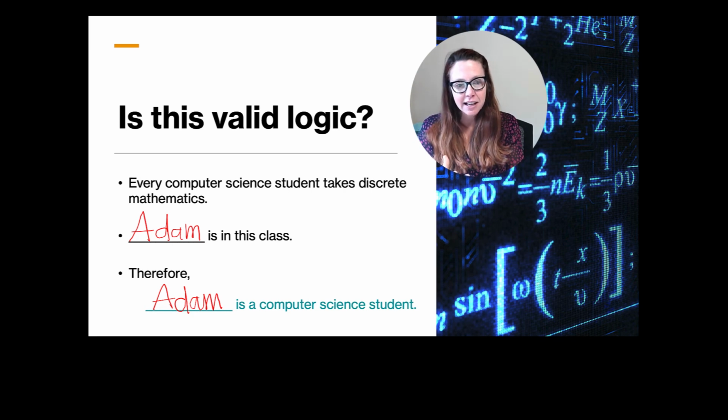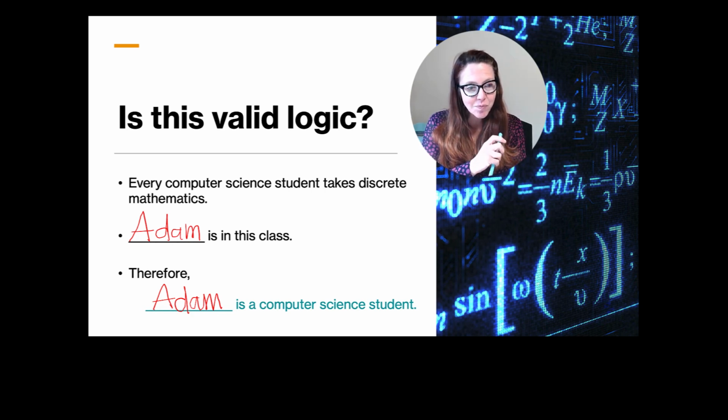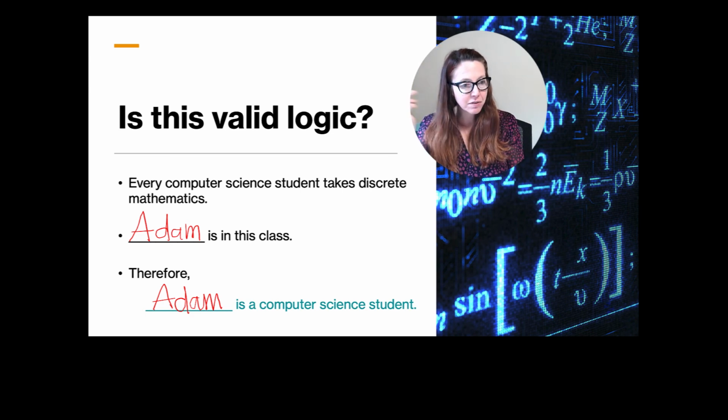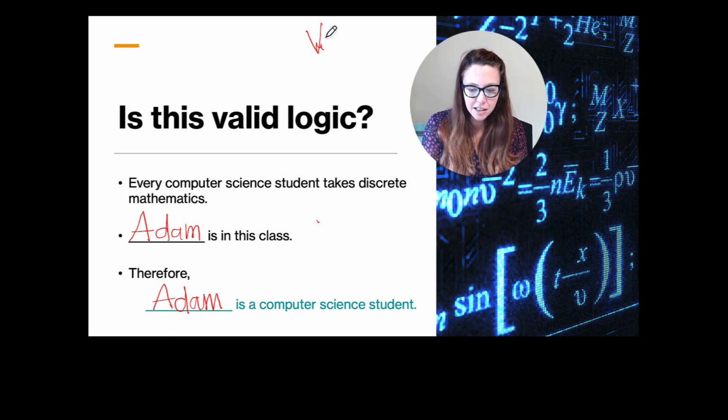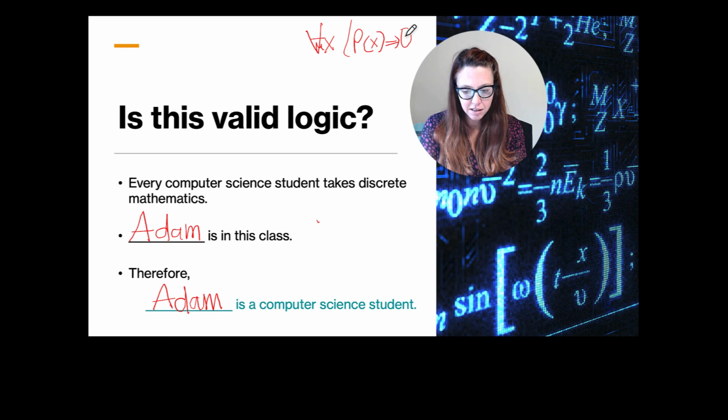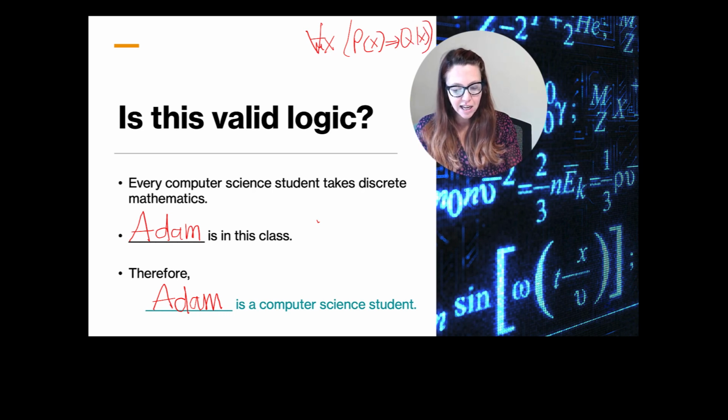All right, so is this valid logic? Why is it, for those that said no, why do you think it's not? Implication can't go backward. So this looks a lot like one of the fallacies that we've looked at before, right? So what we have is something like for all X, P of X implies Q of X. Every computer science student takes discrete mathematics. What does this one say? If you assume the class is discrete mathematics, what does that actually say? What it says is we have some element, Adam, in our domain such that Q of A holds.